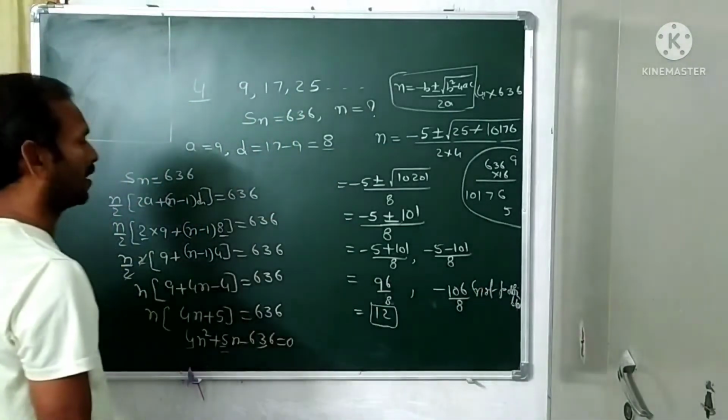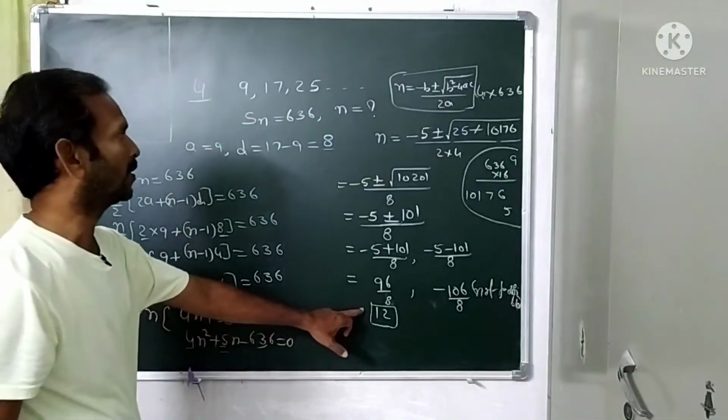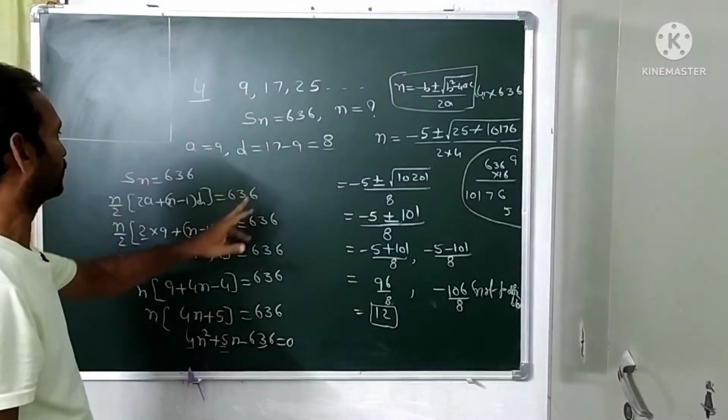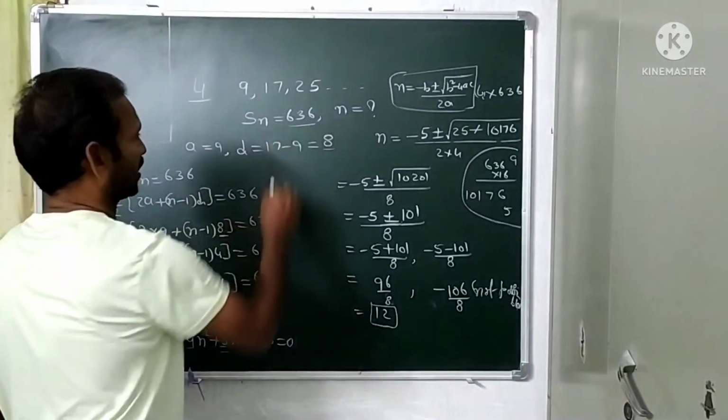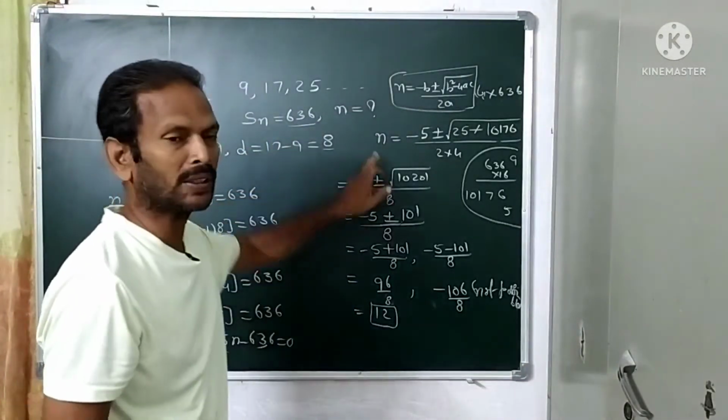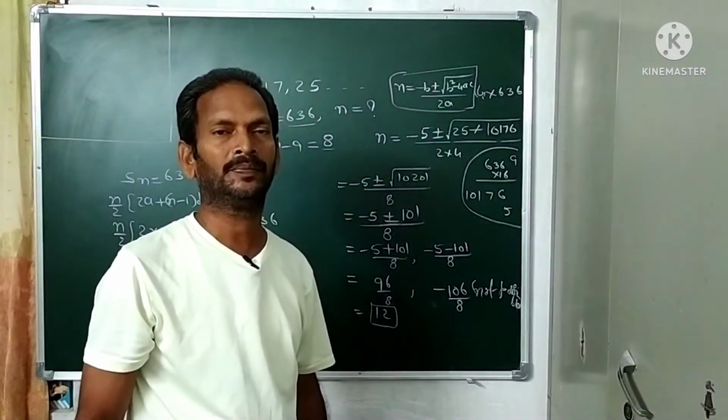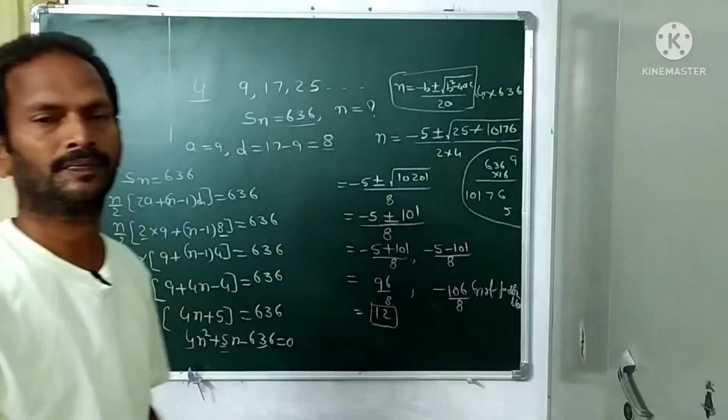So how many terms added means you will get the answer? 12 terms added means you will get the answer 636. See, factorization using the quadratic formula I did. Okay? Note down.